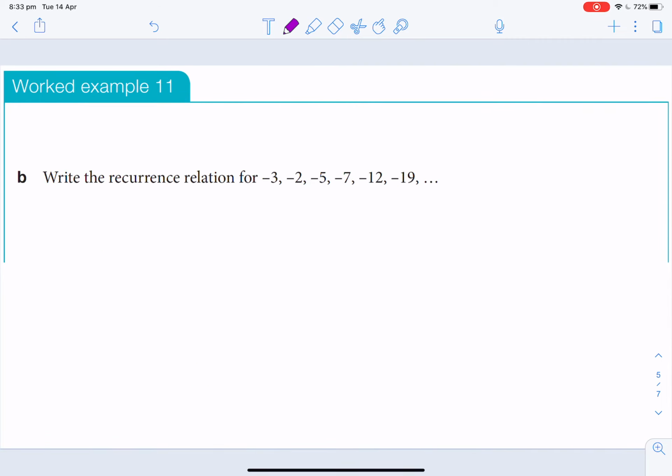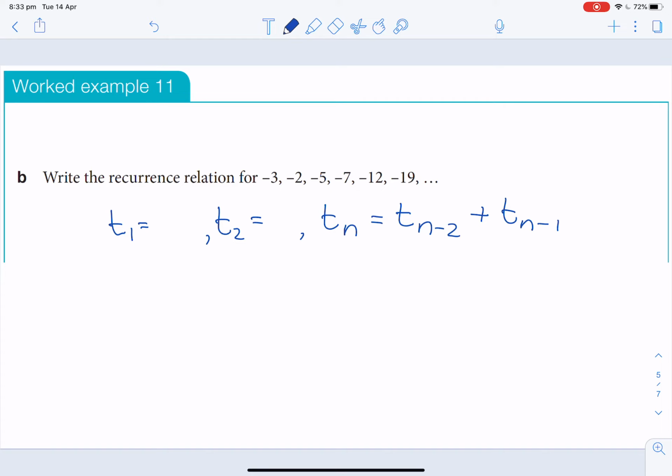So moving on to part B. Write the recurrence relation for -3, -2, -5, -7, -12, -19. You look and think, oh my gosh, this is getting pretty tricky. But it's not really. You need to just use the same formula as we used earlier, which was T of n equals T of n take 2 plus T of n take 1. The only thing that we need to fill in this case is our T1 and T2 value.